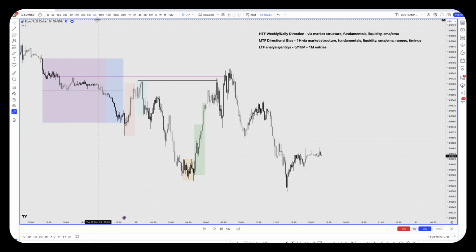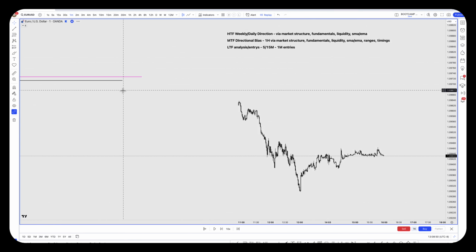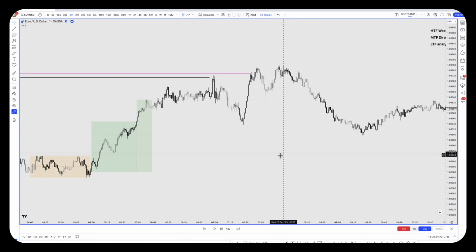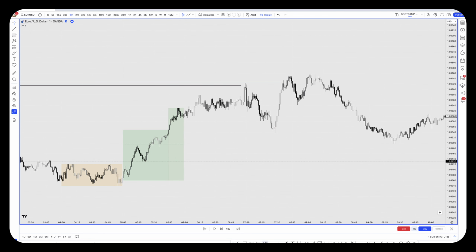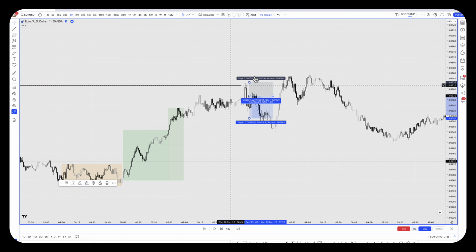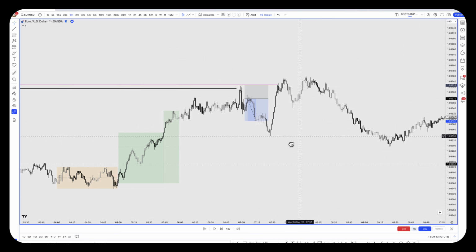So let's just look at how that looked. I ended up using DXY for a confirmation. DXY supported this short. I ended up taking my first entry here. I was induced as one of the early sellers in this case. So this one hit stop loss. It didn't amount to anything.